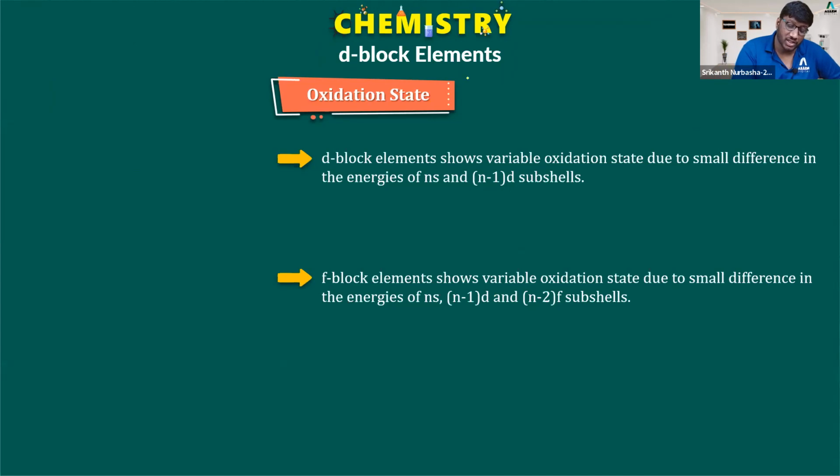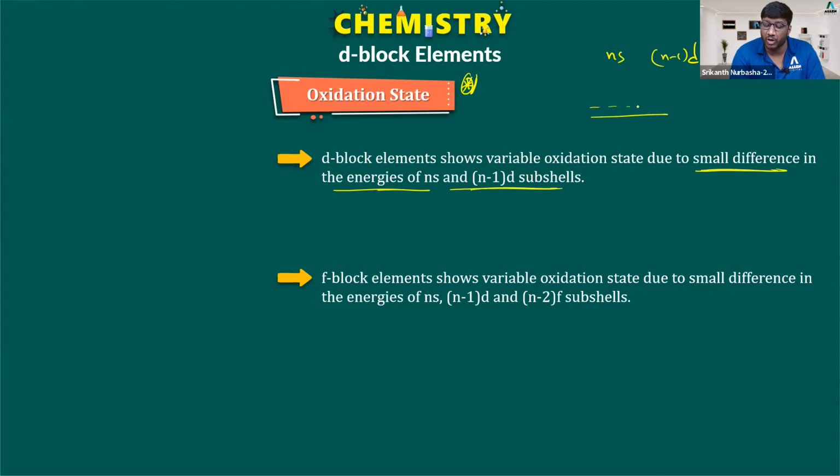And then comes the oxidation states. We have already mentioned that d block elements show multiple oxidation states. But what was the reason for that? The reason is again the same point which we have discussed earlier. Small energy difference in the energies of ns and (n-1)d subshells. D block elements will show variable oxidation states. Why? Because we have filling of ns and (n-1)d, right? And the energy difference, if you look at it, is very small. That is why the ns electrons can easily go to (n-1)d. Because of small energy difference, you can remove electrons from ns as well as (n-1)d. D block elements show variable oxidation states due to small difference in the energies of ns and (n-1)d subshells.